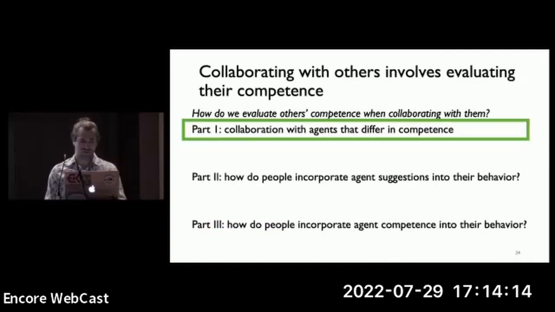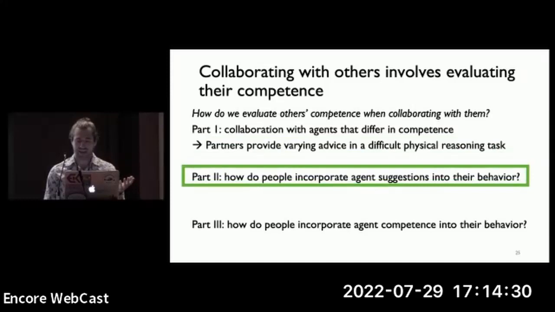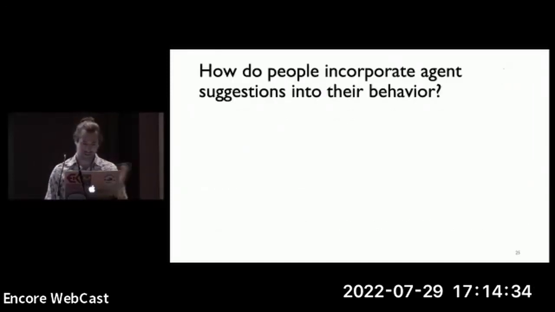So at this point, we've covered the first challenge here, which is to probe how people collaborate with partners that differ in their underlying competence. What we have is a task where people's artificial agent partners are going to offer advice in this difficult physical reasoning task, and their underlying competence is reflected in the quality of the suggestions they provide. So the first question that we ask is, what do people do with these suggestions, right? So let's turn to this question.